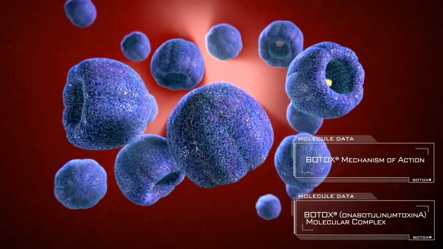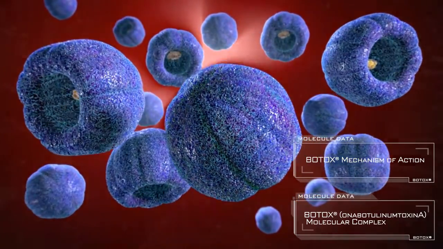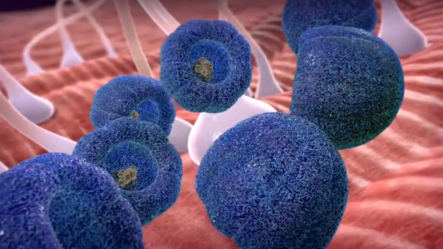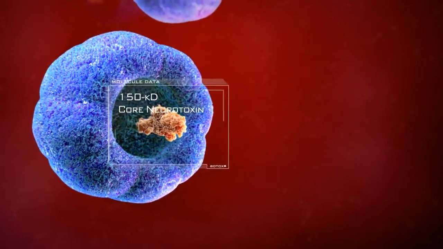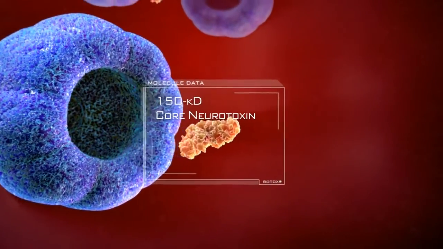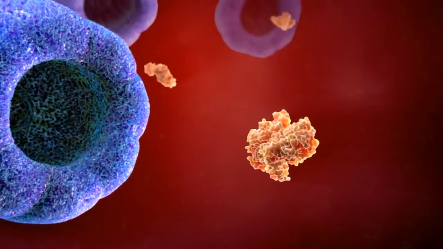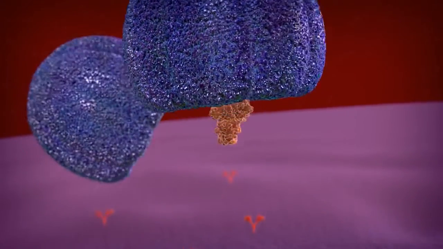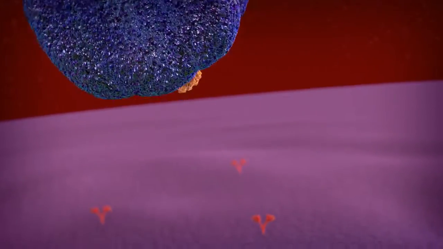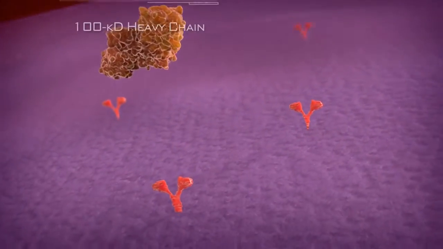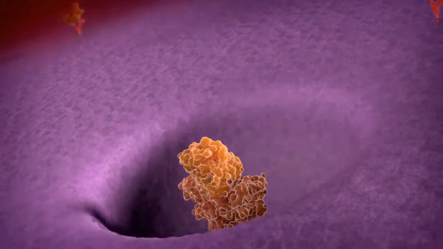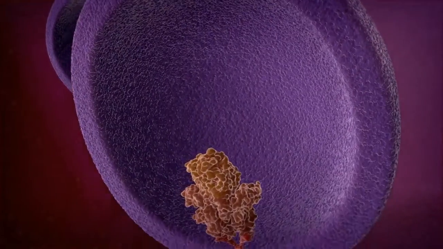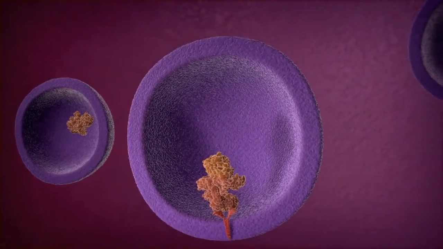When Botox, OnabotulinumtoxinA, is injected, it is expected that most of the neurotoxin would remain in the area of injection. Eventually, the Botox core 150 kilodalton molecule dissociates from the surrounding protective accessory proteins. The binding domain of the Botox core molecule is the C-terminal portion of the heavy chain, which interacts with receptors on the nerve terminal. The Botox core molecule enters the nerve cell by a process of receptor-mediated endocytosis.